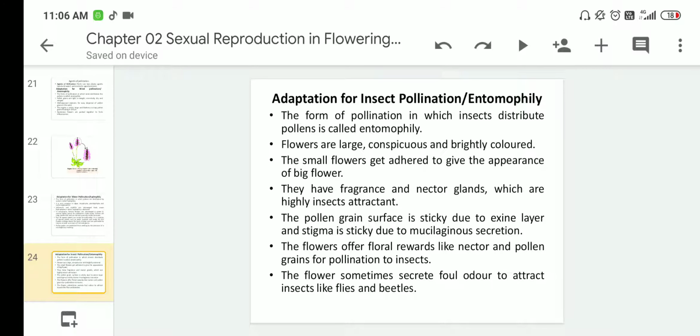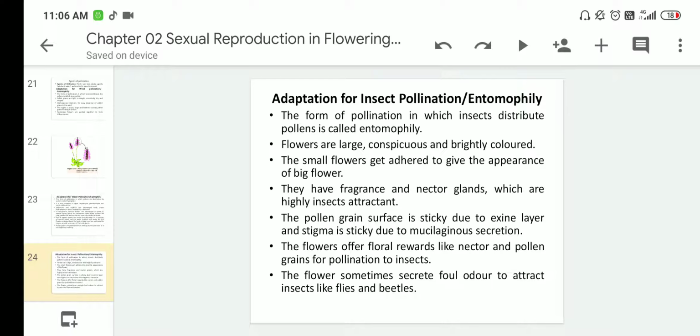Now come to the adaptation of insect pollination, entomophily. The form of pollination in which insects distribute pollens is called entomophily. Flowers are large, they are of generally big size, conspicuous, brightly colored. The small flowers get added to give the appearance of big flowers. For example, sunflower, marigold.